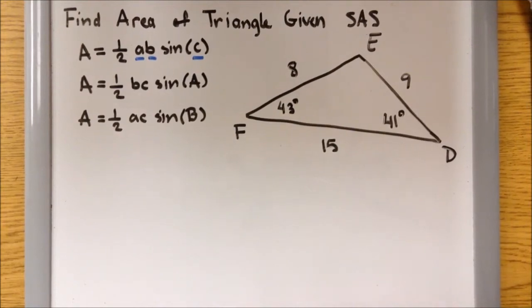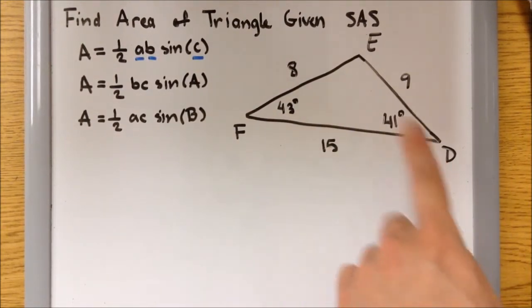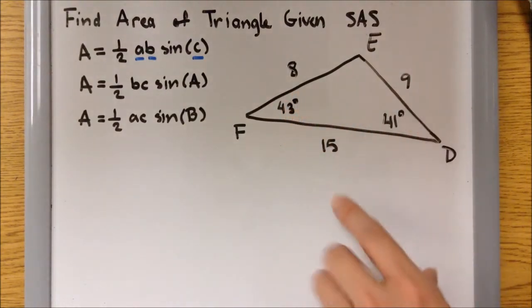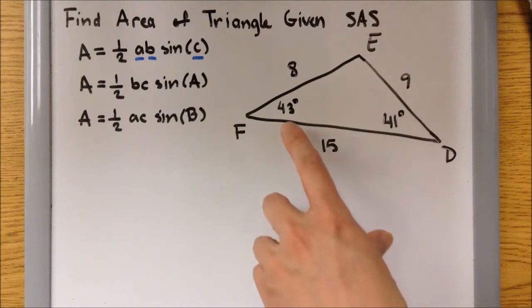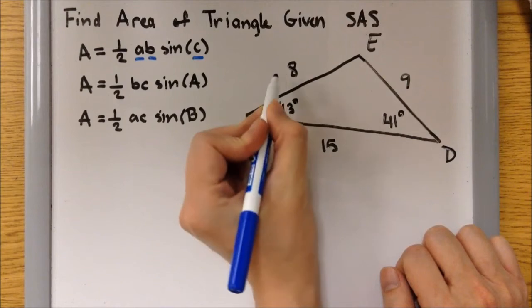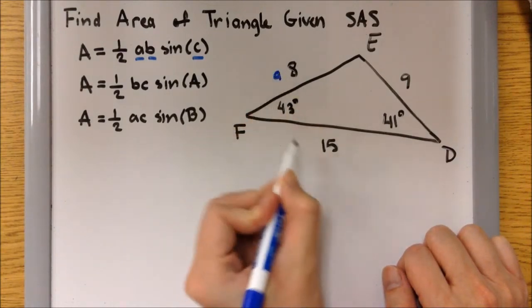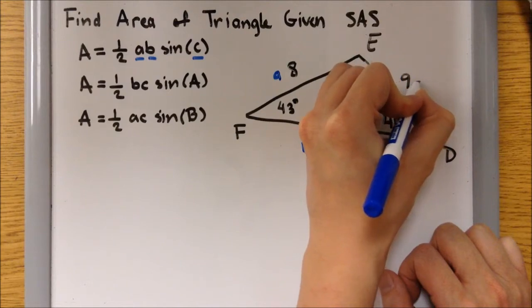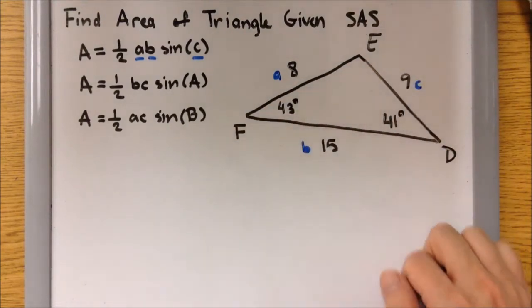Alright, so in our second example, we have this triangle DEF with sides 8, 9, and 15 and two angles, 43 degrees and 41 degrees. So if I wanted to label my sides, I could label in any particular order. So I can say this is my a, I can say this is my b, and I can say this is my c, all lowercase.